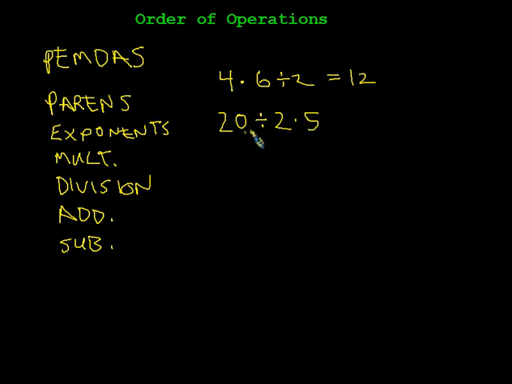Okay, so take a look at this guy. You would think do 2 times 5 first, that gets you 10, and then 20 divided by 10 gets you 2. But technically what we're supposed to do, since we have both division and multiplication, is go from left to right. So this technically will be 20 divided by 2. We'll do that first. That gets us 10. Then times 5, and that gets us 50.